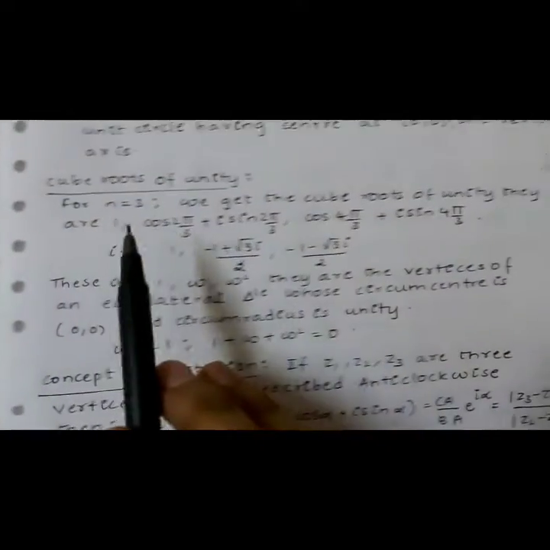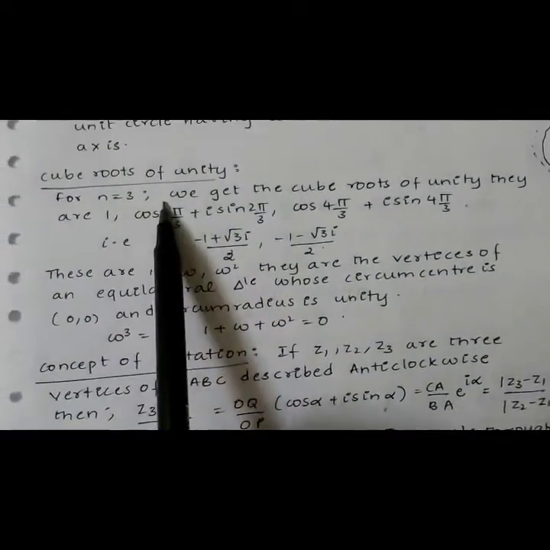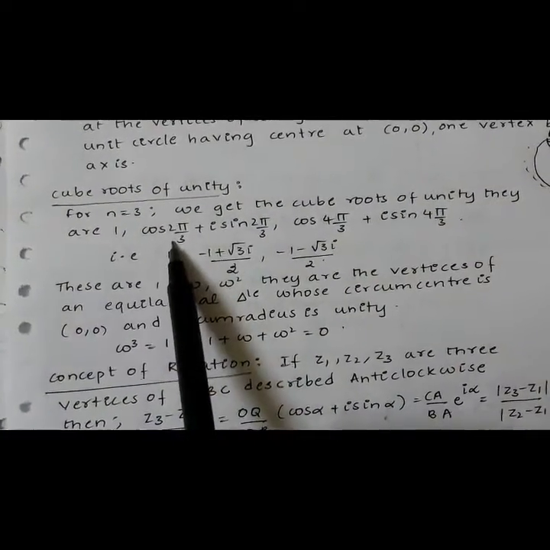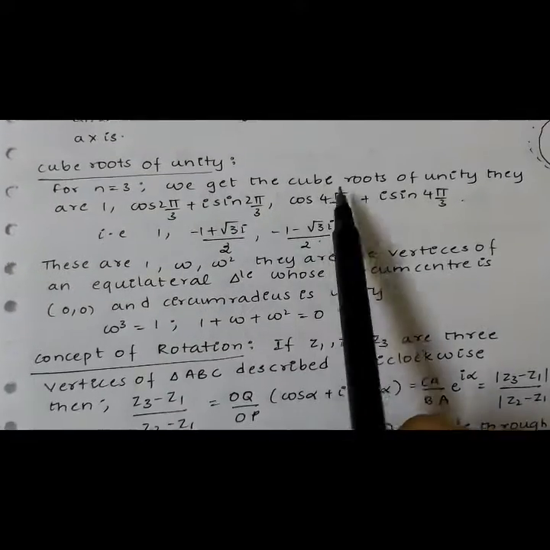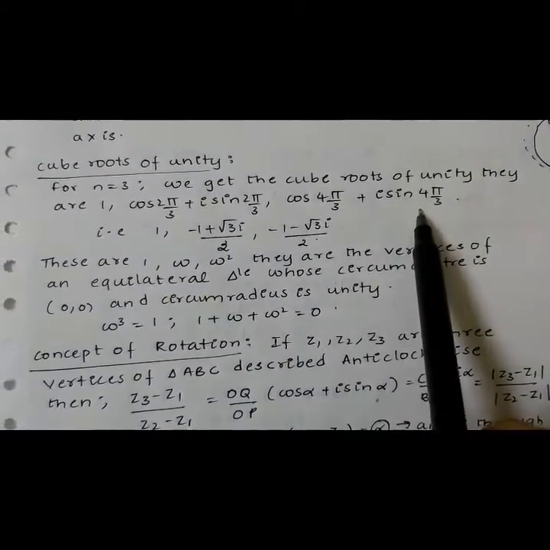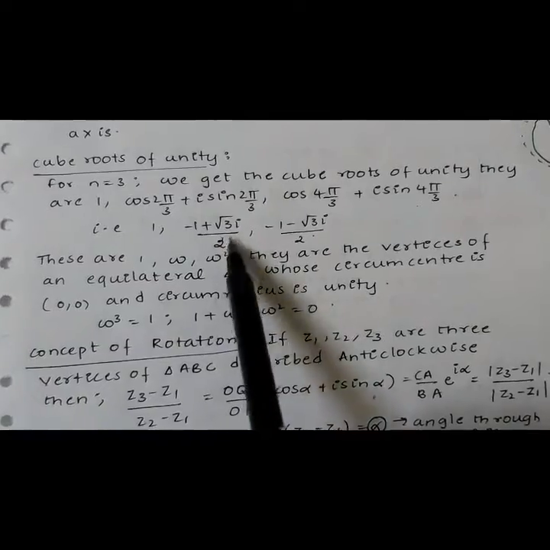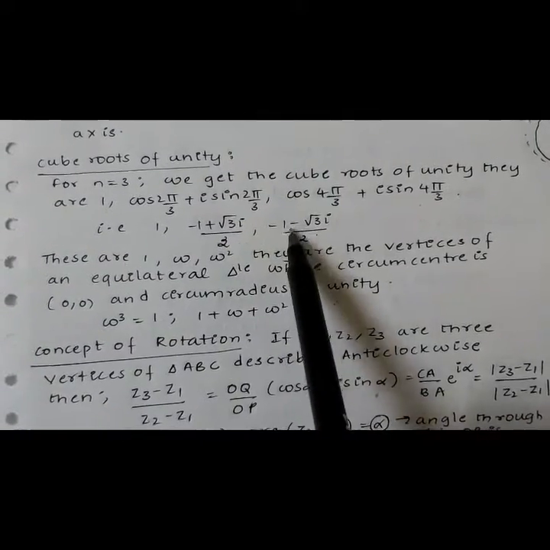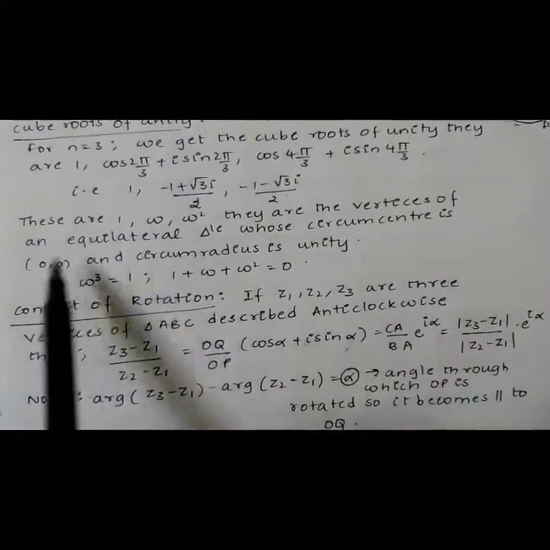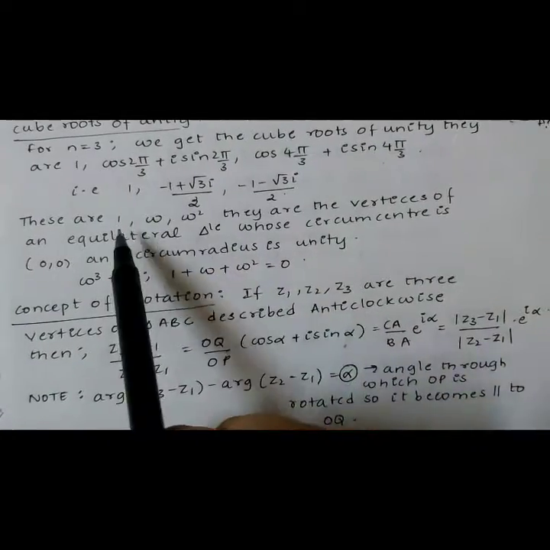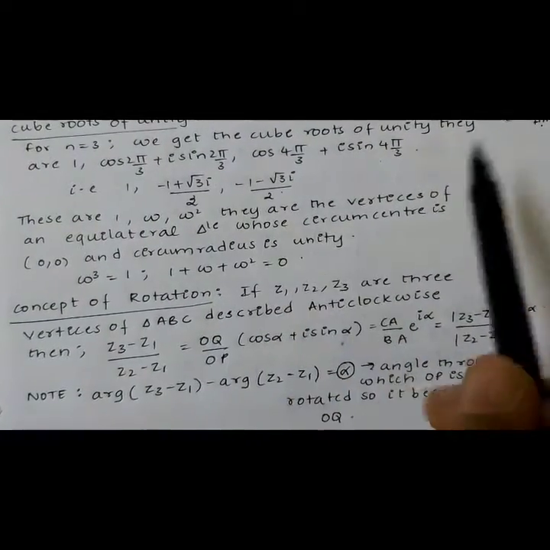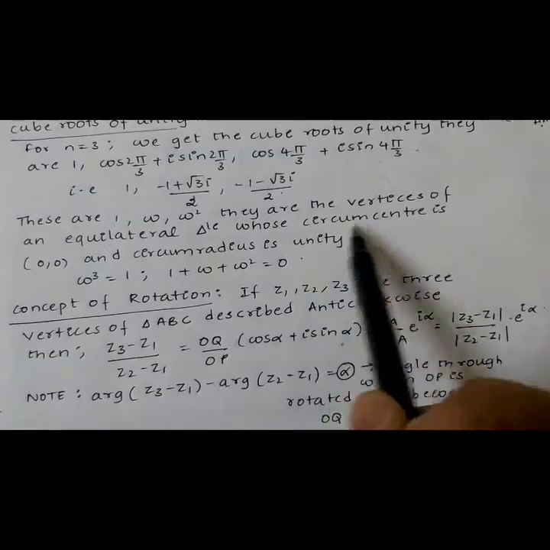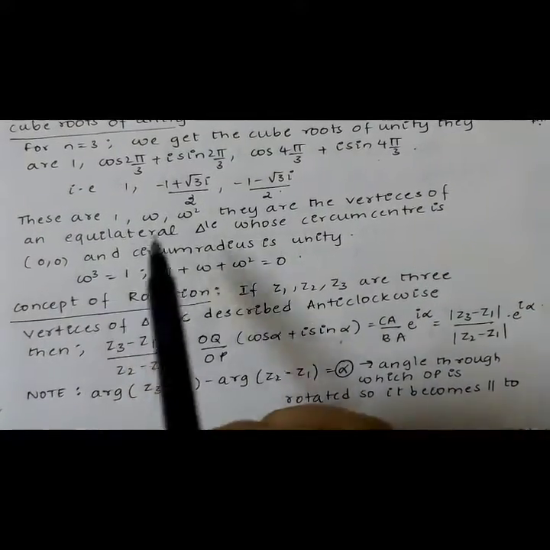Now, cube roots of unity. For n equal to 3, we get the cube roots of unity. They are 1, cos 2 pi by 3 plus i sin 2 pi by 3, cos 4 pi by 3 plus i sin 4 pi by 3. That is 1, minus 1 plus root 3 i by 2, minus 1 minus root 3 i by 2. These are generally represented as 1, omega, omega square. They are the vertices of an equilateral triangle whose circumcenter is (0, 0) and circumradius is unity, that is 1.